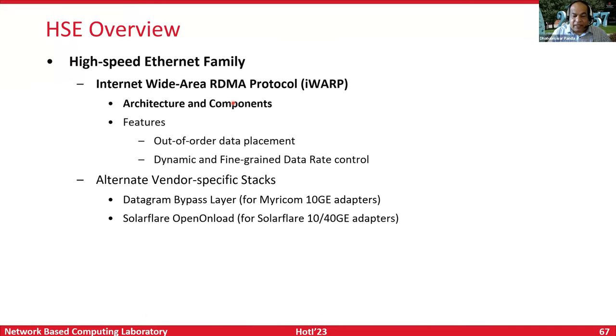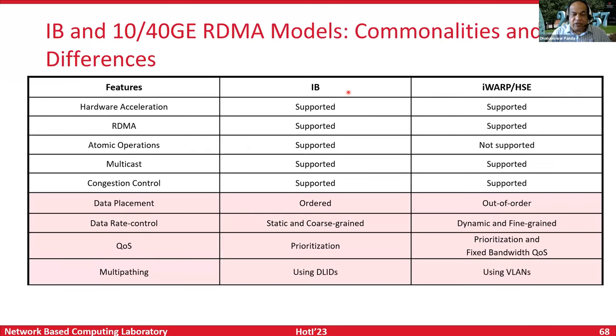We'll start with that, take a look at the architecture and components, and especially focus on two features and how it compares and contrasts with InfiniBand: out-of-order data placement, and dynamic and fine-grained data rate control. Then we'll also see that over the years there have been different vendor-specific stacks. These are not open, but more proprietary, though they get used in many places. Overall, if you take a look at these RDMA models of 10/40 gigabit Ethernet and InfiniBand, here we have just listed some features. Many of them are supported, but there are some differences in terms of data placement, data rate control, QoS, and multipathing, and we'll take a look at some of these quickly.